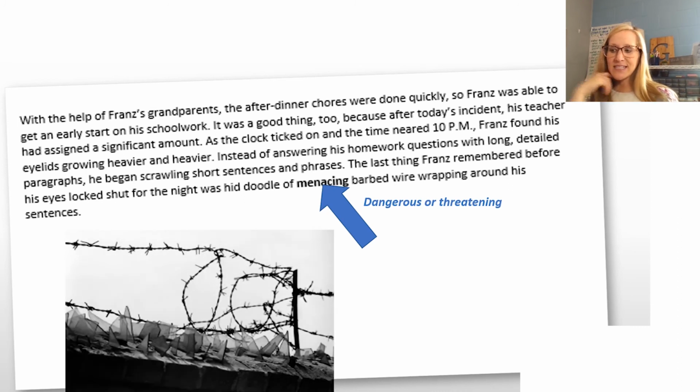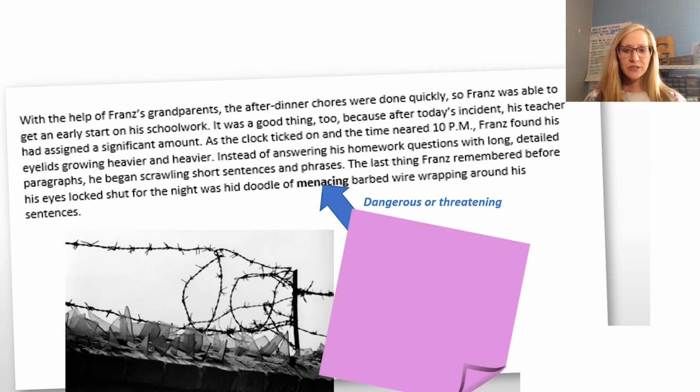The word menacing here means dangerous, and you can see a picture here of the Berlin Wall. That looks menacing to me because you can see that it's super sharp. And there's glass sticking up from the wall, so definitely menacing here.